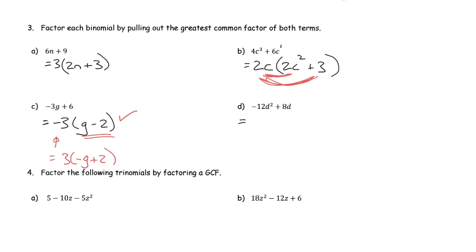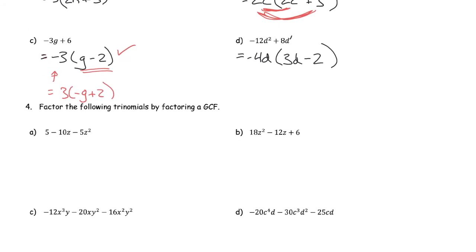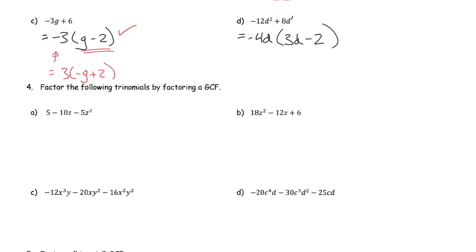So that's going to happen over here as well. Between negative 12 and 8, and I'm just concerned about the 12 and the 8 right now, there's a 4. But I'm going to take out the negative 4. There's a d squared and a d to the 1, so I'm going to take out d to the 1. Negative 12d squared divided by negative 4d is going to be 3d minus, and then 8d divided by negative 4d is going to be negative 2. And again, I can double check that by simply multiplying that back through, and I do in fact regain those terms, negative 12d squared and 8d.